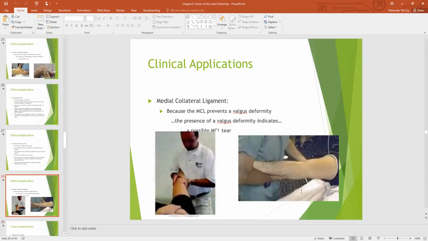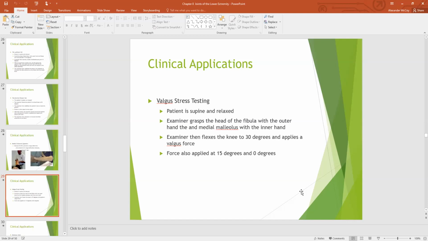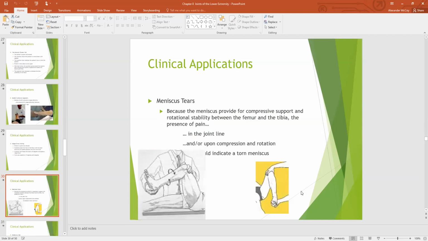The medial and lateral collateral ligaments also have their own tests here. Basically, we try to push into that ligament and see if it gives way. So a valgus stress test means that I'm trying to press that knee inward and see if that MCL helps me out and prevents that.